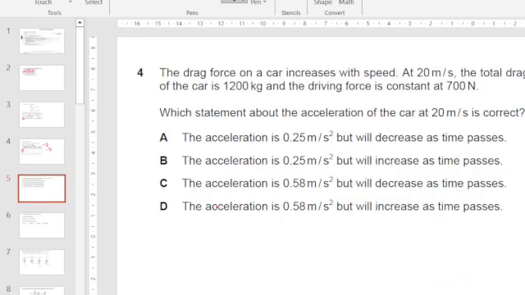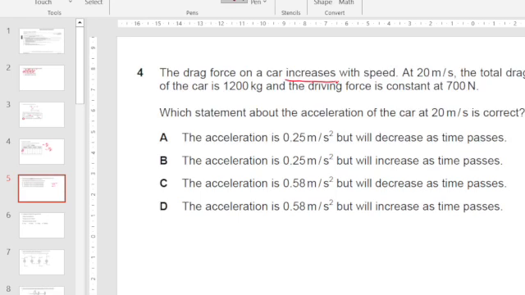And the fourth question: the drag force of a car increases. What is meant by drag force? I have a car which is moving. The drag force is a force which is acting in the opposite direction. It may be the air drag force or floor drag force, anything. The drag force is acting in the opposite direction and the drag force increases. That's what is given in the question. The drag force of the car increases. Applied force is different, drag force is different.